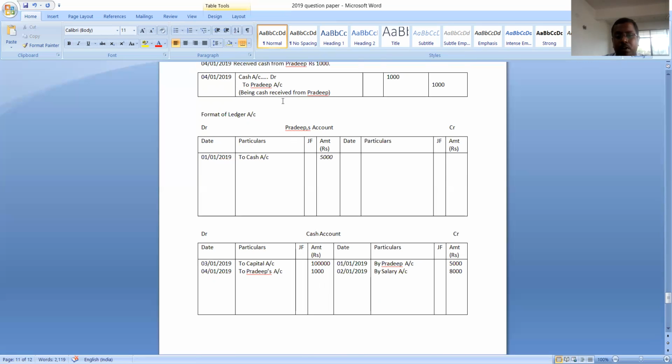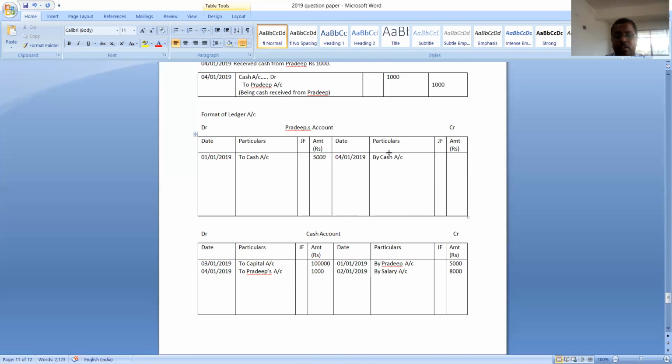Here is Pradeep's account. Is it debited or credited? It is credited. So move towards the credit side of Pradeep's account. Write the date of the transaction. It is 4th January 2019. Move towards the particulars column. Here which term will we use? We will use the term "By". And which account will we write? We will write the name of the account that is debited. Which account is debited? Cash account is debited. Understood? So the journal entry is cash account debit to Pradeep's account. Understood?